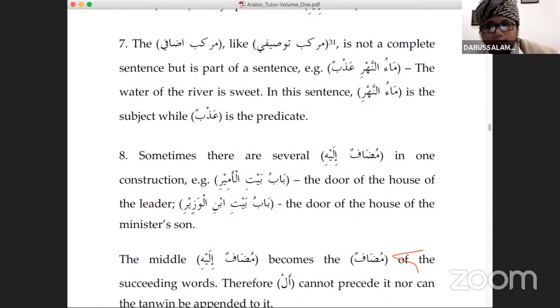Okay. So ma'un nahri azbun, the water of the river is sweet. Okay. The water of the river will be the subject, and sweet is the predicate. Okay. Let's look at another example here.